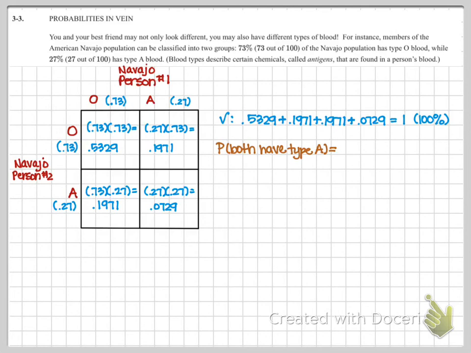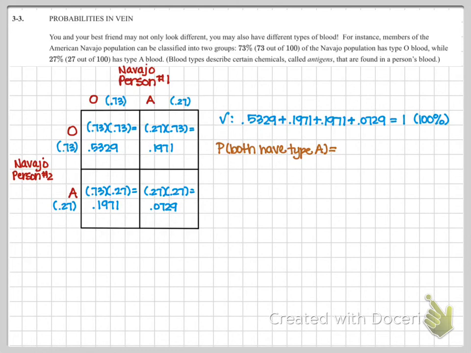Okay, so here I've got my area model filled in. Remember, they were doing base times height, like I said. And then I did a quick check off to the side to make sure that all 4 of the numbers inside do add up to give me the 1 or 100% that I was looking for. So now that we've got this, let's go ahead and see if we can answer a question.